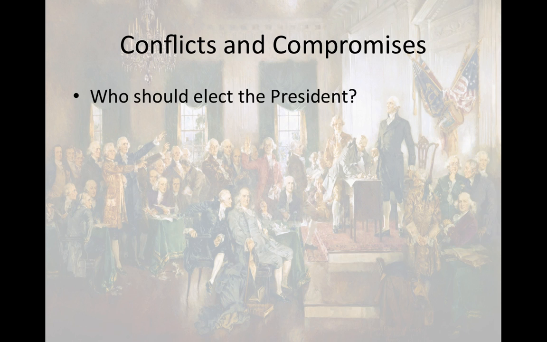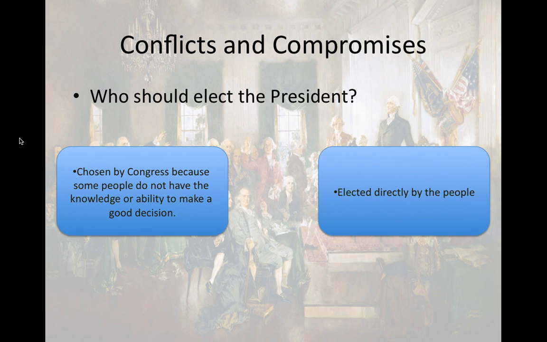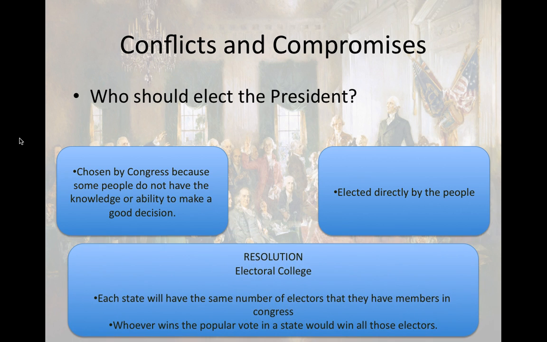And the last and another important conflict that arose at the Constitutional Convention was who should elect the president. Now, some thought that the president should be elected by Congress because they had the wherewithal to make a good decision. Others thought that the president should be elected directly by the people. Imagine that.